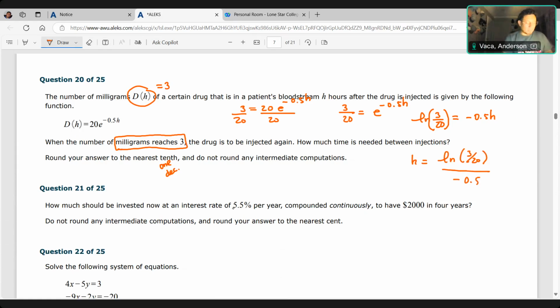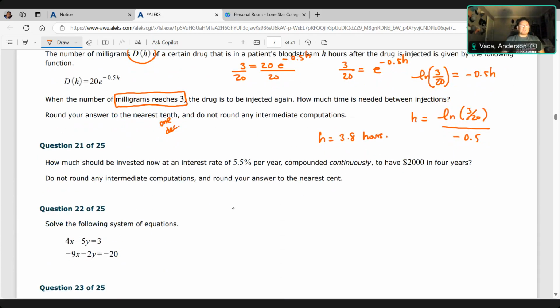And it's time for the calculator one more time. This time we're using the natural log. Okay, so make sure you click that correctly. Natural log of, here use parentheses, 3 divided by 20. Then divide by negative 0.5. And I get 3.8 hours. Okay, so that's rounded to 1 decimal place.